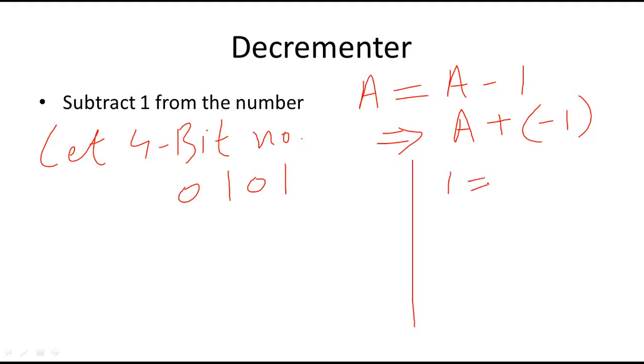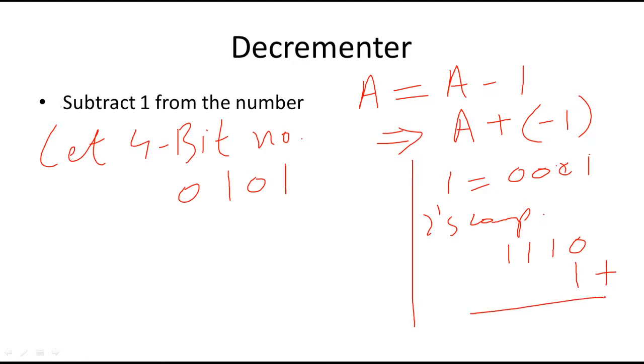So 1 is equal to 0 0 0 1 in 4 bits, and for the 2's complement we reverse all its bits and add 1 to it. So 1 1 1 0 and 1. So the 2's complement is equal to 1 1 1 1. If we add it to our number, we can achieve a decrement.